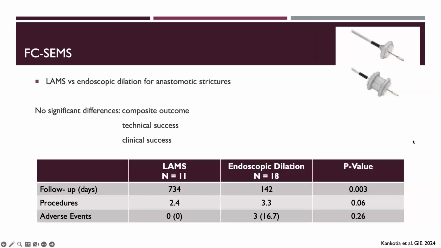This is a study looking at LAMS versus endoscopic dilation for anastomotic strictures. Again, what we're seeing is that technical success and clinical success are kind of similar, but the number of endoscopies patients have to undergo is less. Obviously for LAMS, if you put it in, you have to take it out. So that's at least 2 procedures, right?